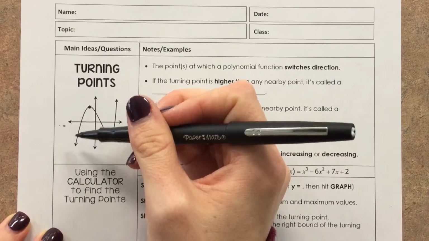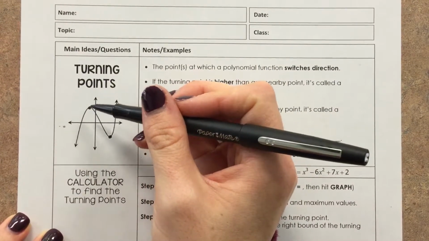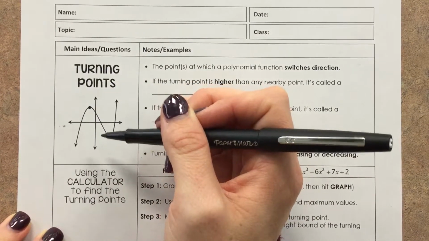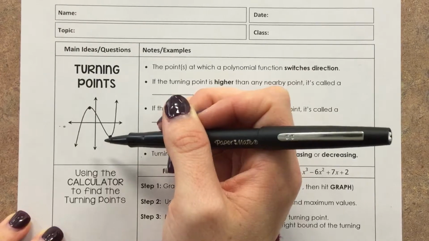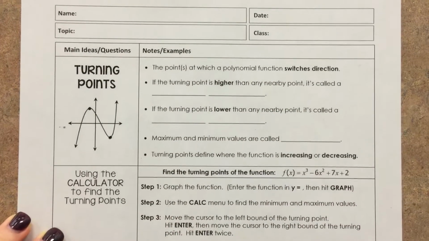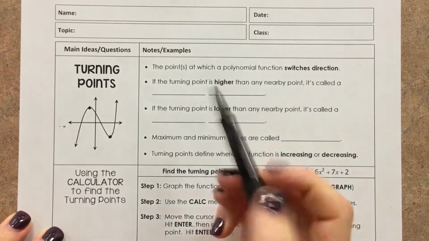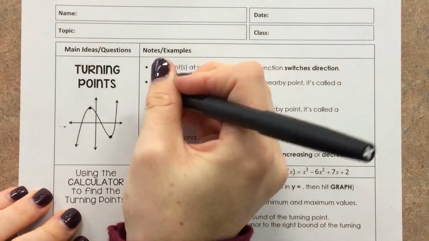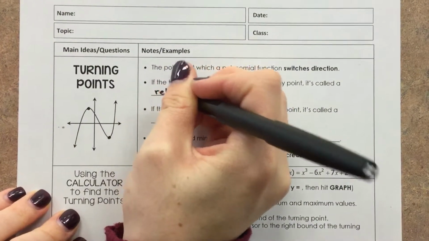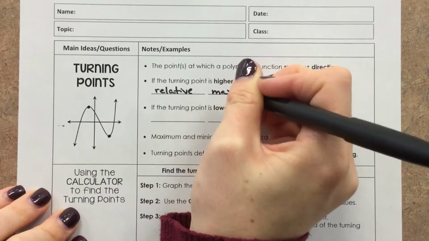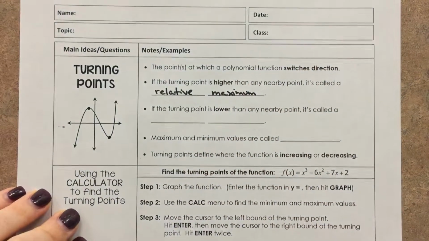The direction, the graph is going up or it's increasing, and then right here it switches direction, starts going down or decreasing, and then it switches direction again and starts increasing. So these are considered to be turning points because the direction of the graph changes there. If the turning point is higher than any other nearby point, it is called a relative maximum, or just a max, as you'll probably hear me say.